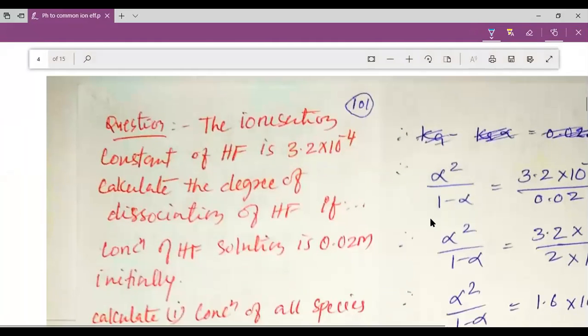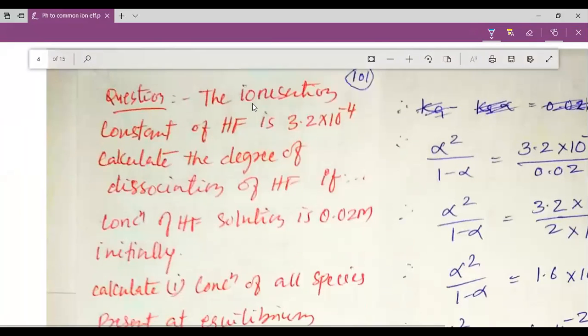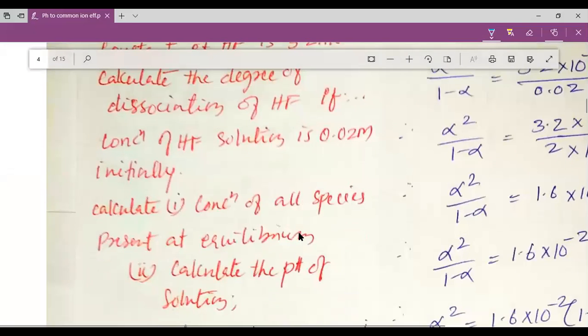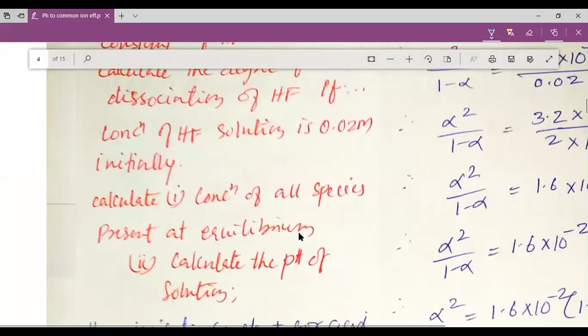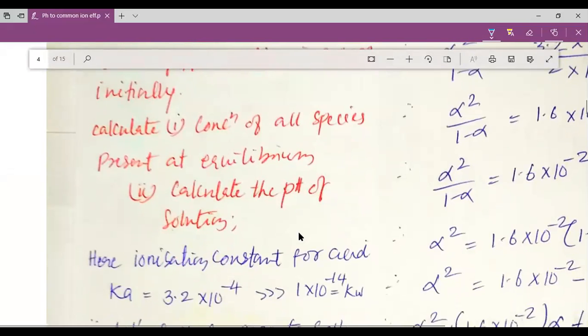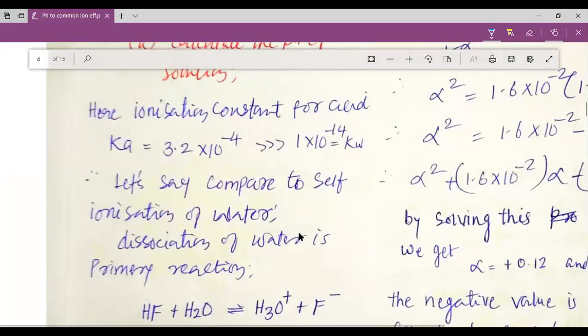Now we have a question to study, my dear students. The ionization constant of HF is 3.2 into 10 to the power minus 4. Calculate the degree of dissociation of HF if the concentration of HF solution is 0.02 molar initially, and then calculate, first, the concentration of all species present at equilibrium, and second, the pH of the solution. So let us move forward and understand.